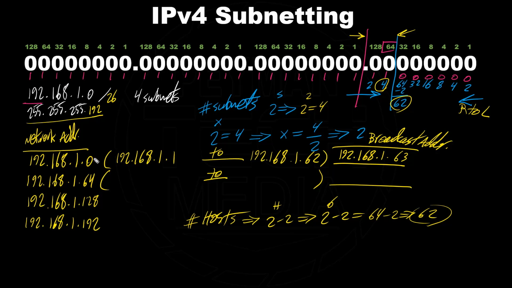So starting from network 1.0, we are incrementing by 64: 1.64, 1.128, 1.192. We can't continue because we would get to 256, and we don't have 256. Every octet, the range goes from 0 to 255. 256 is not valid. So these are the 4 subnets, and of course, every subnet has 62 available IP addresses.